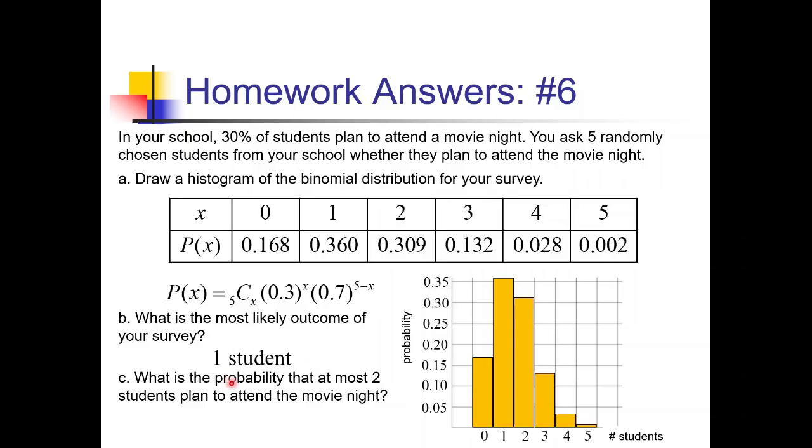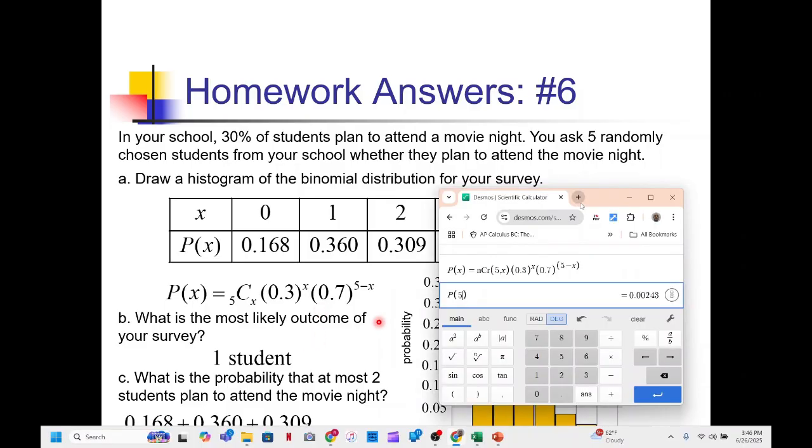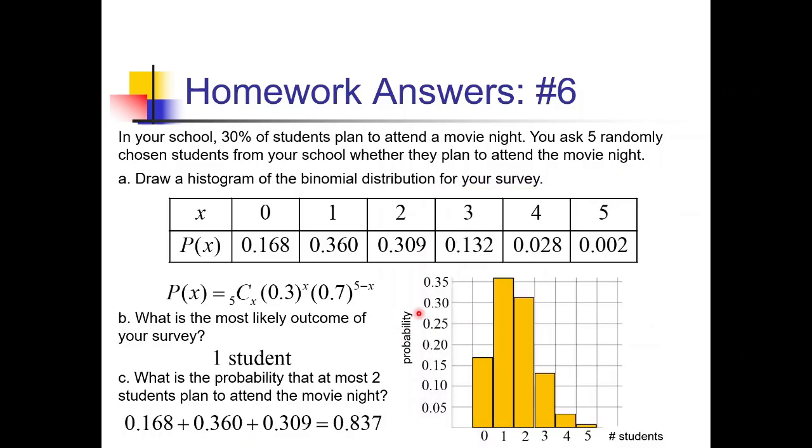So now, what's the probability that at most 2 students plan to attend? Well, we need to take the probabilities of 0, 1, and 2 and add them together to get at most 2. So we got these 3 decimals being added, and I'll go to the calculator for that. So we've got 0.168 plus 0.360 plus 0.309, and that comes out to 0.837. So there's an 83.7% chance that no more than 2 people are going to show up to this movie night.